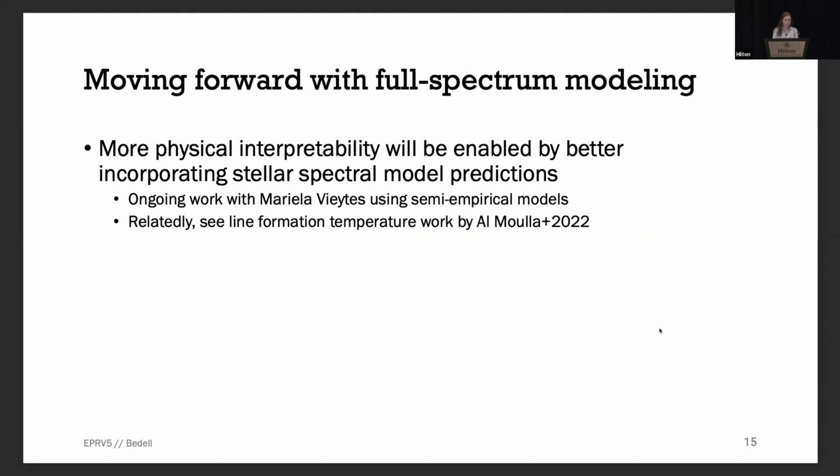So from that kind of proof of concept, where can we go from here? One way to go forward is building in more physical interpretability. And to do that, we have the flexibility to choose these basis vectors or to otherwise change our model to incorporate more of what stellar spectral models predict. So Lily and I are working with Mariela Vietas on incorporating semi-empirical model predictions. I also wanted to point to somewhat related work by Khaled Al-Mula, who's going to be speaking about this tomorrow, I believe, breaking down the spectral model into different line formation temperature regions, which I think is a really promising way forward.